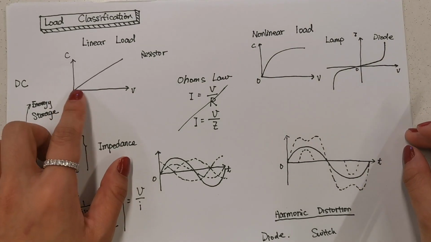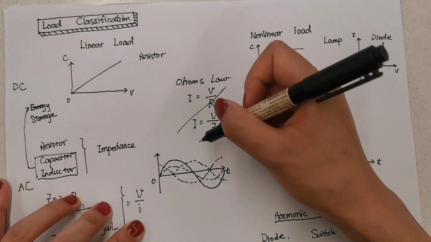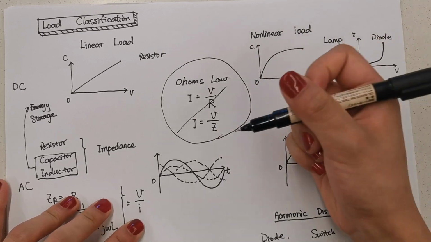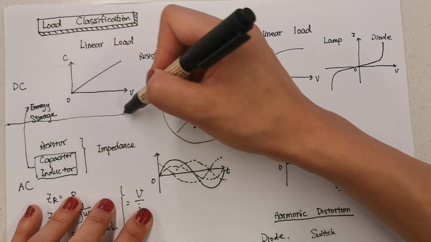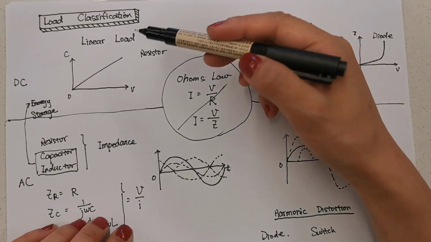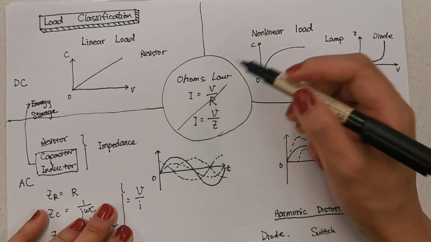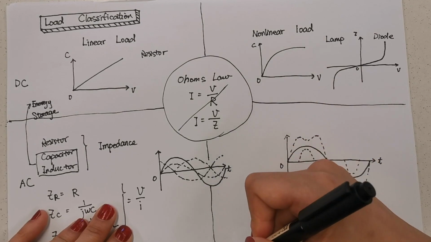In this video, we talk about the load classification. We got linear load and nonlinear load. The criterion between linear load and nonlinear load is Ohm's law. No matter you are in a DC source or AC source, if the voltage and current obey Ohm's law, then we call it linear load. If it doesn't obey Ohm's law, then we call it nonlinear load.